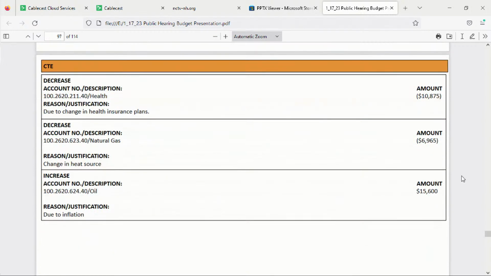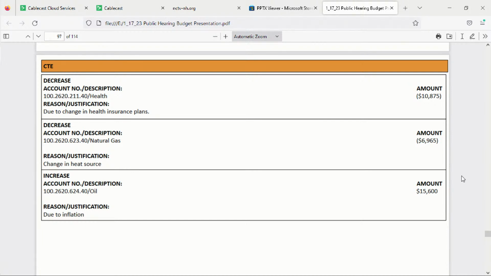CTE, there was a decrease in the health insurance plan of $10,875. And then propane for the CTE project also was a savings of $6,965. And then an increase in the oil due to inflation was $15,600.